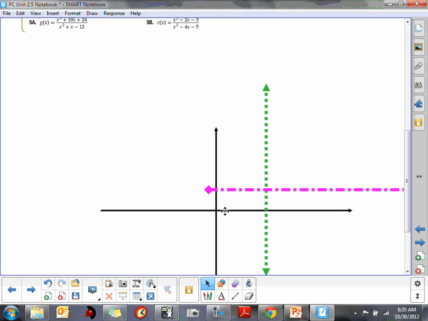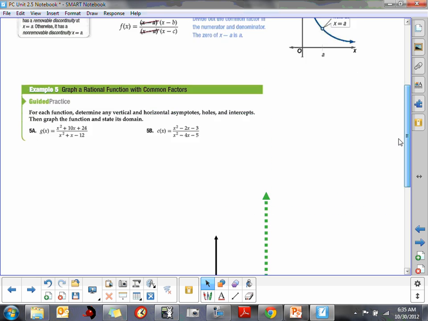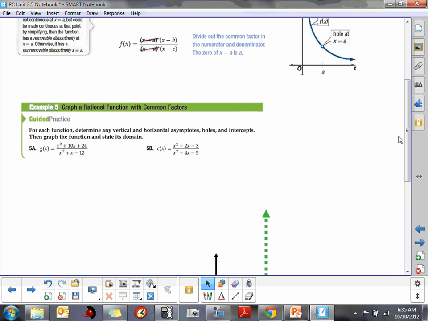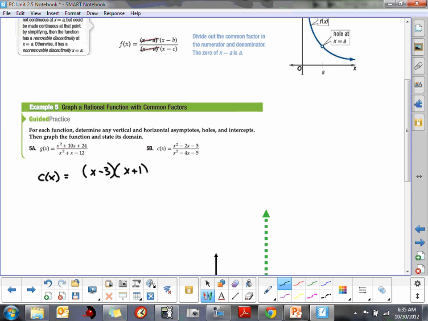And we'll see how much more room we need. First thing we're going to do is take each of these and write them in factored form. So for c of x, the factors of 3 that we need are going to be x minus 3 times x plus 1, all over, in the denominator, factors of x minus 5 and x plus 1.